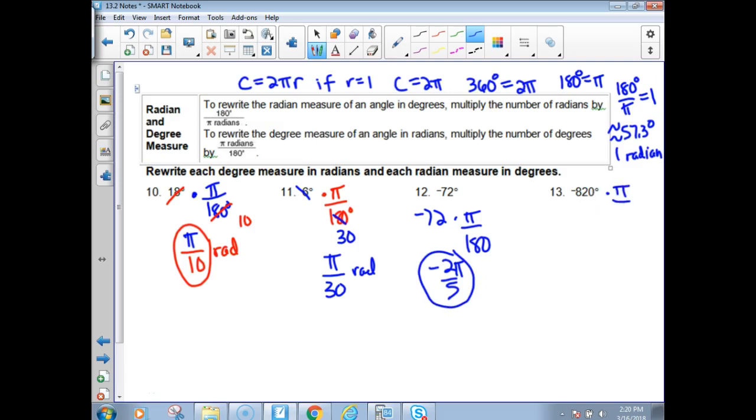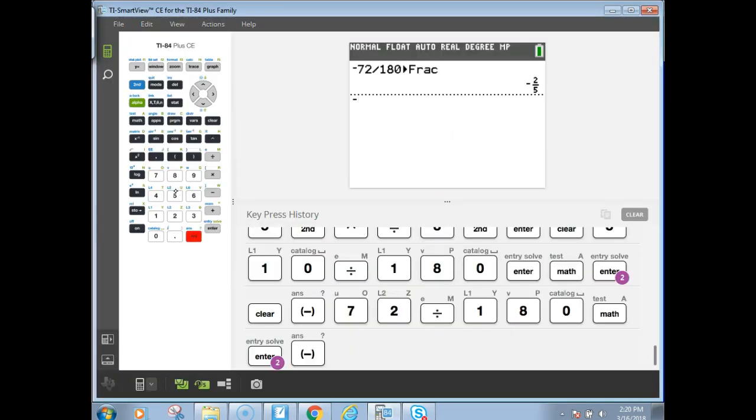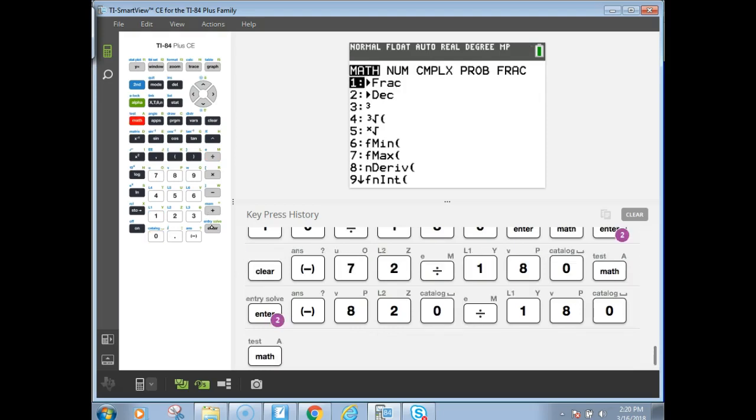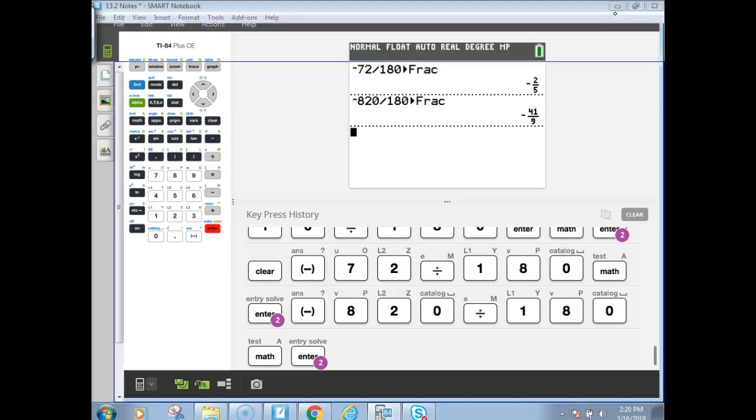Multiply this one by pi over 180. Go negative 820 divided by 180 if you don't want to do it by hand. Math, enter, enter. Get the reduced fraction of negative 41/9. I don't remember doing that second hour. A negative 41 pi over 9.